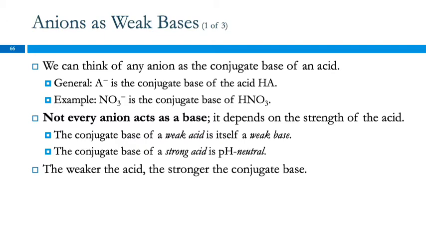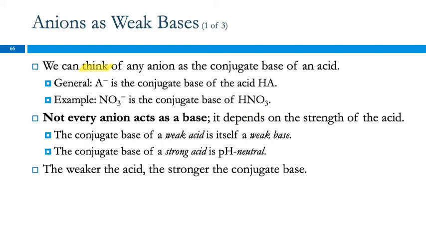So we can think of any anion as the conjugate base of an acid, but not all of them will act as bases. It depends on what acid they are the base of, right? So here, nitrate is the conjugate base of nitric acid. What kind of an acid is nitric acid? Weak or strong? Strong. It's a strong acid.